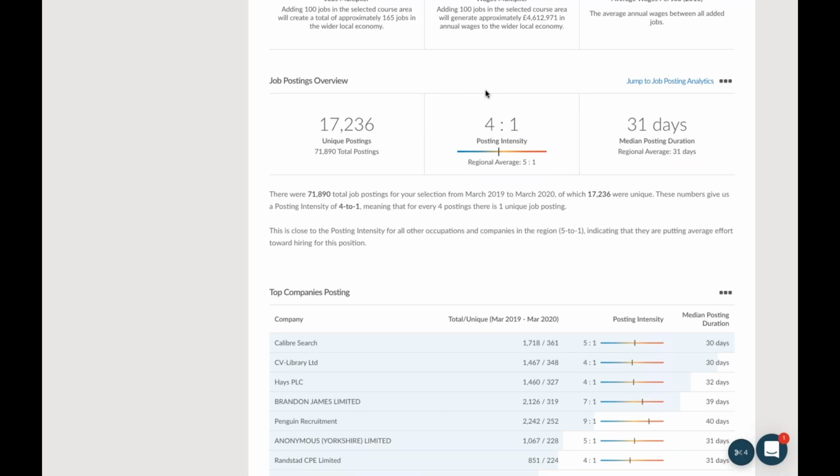We can then look at job posting overview. So the first sets of data have been to look at whether there's a longer term demand for this based on the job projections, based on our projection methodology.